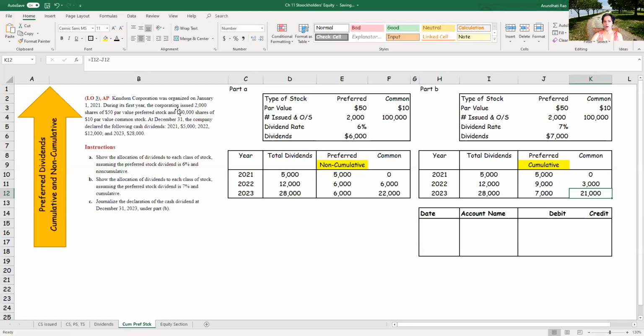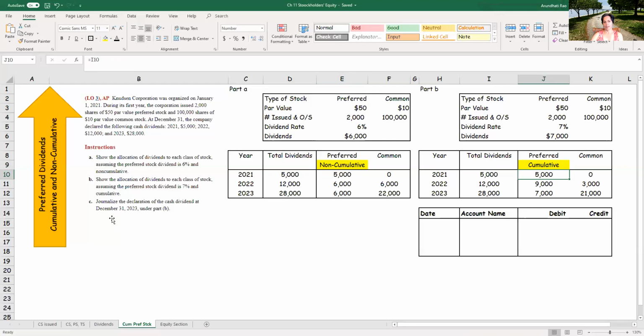So once again, always first look to see how many shares are issued and outstanding. Those are the ones who are going to get the dividends. For preferred stock, look for the rate at which they're going to be compensated, the dividend rate, and that's what they're going to get. If they're non-cumulative, they either get it or they don't, and that's up to it each year. If they're cumulative, if they don't get it or any part of it, it carries over into the next year.